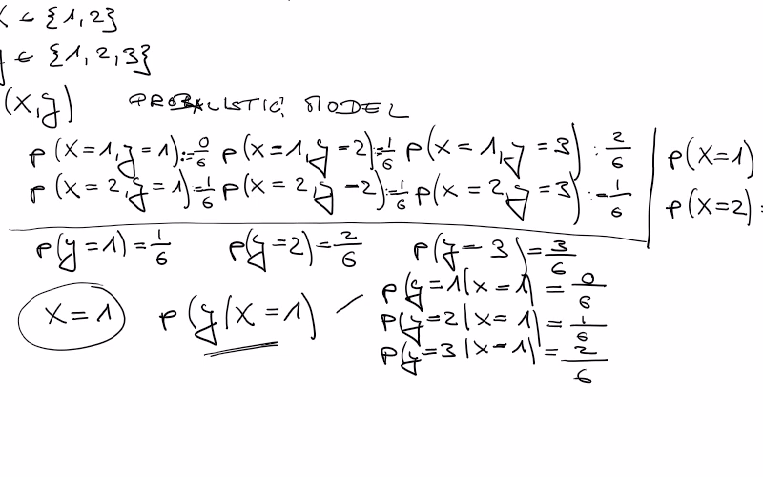But there is a problem here. Does anyone see the problem if we just say the probability of y equals 1 given x equals 1 is 0/6 and so on for the other ones? It doesn't sum up to 1. Yeah, exactly. It doesn't sum up to 1. So we haven't defined a probability distribution over y in this case.